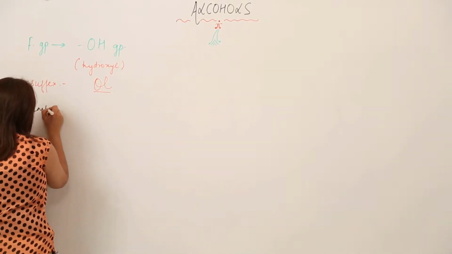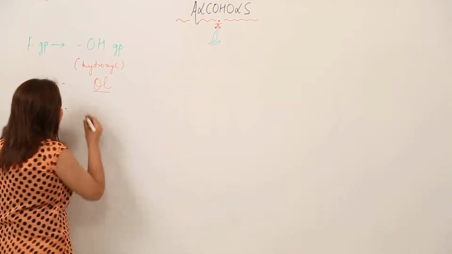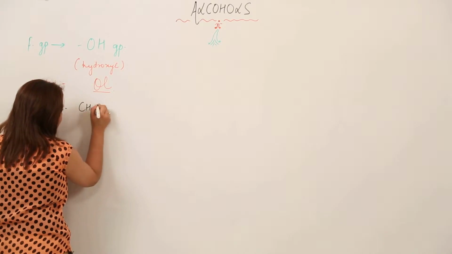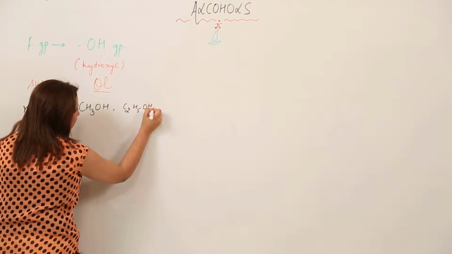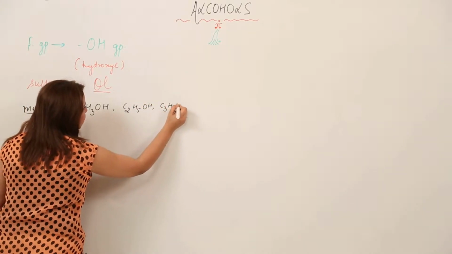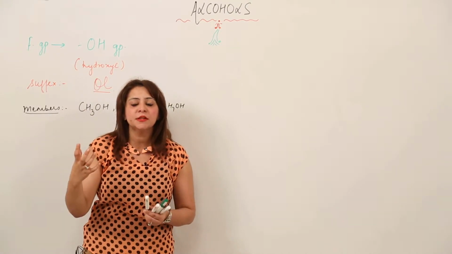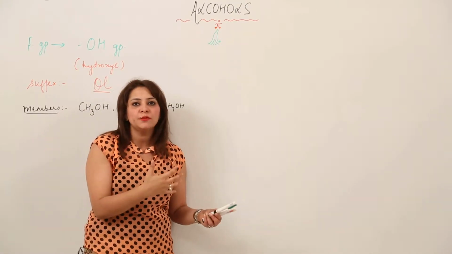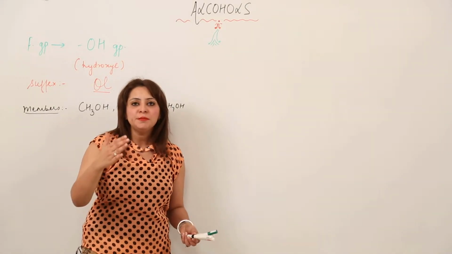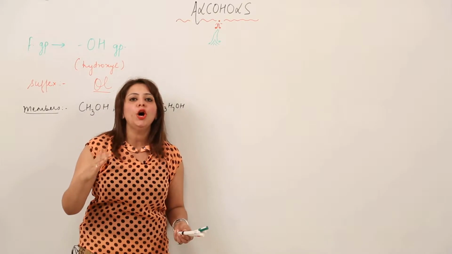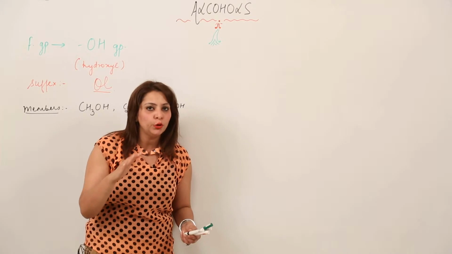When we look for the members, the first member has one carbon atom, that is methanol. Second is ethanol. Third, propanol. This is how we can make many members starting with a minimum of one carbon atom, and we can extend it depending upon the number of carbon atoms in a chain. So the first member is methanol, followed by ethanol, propanol, butanol, pentanol, hexanol, heptanol.